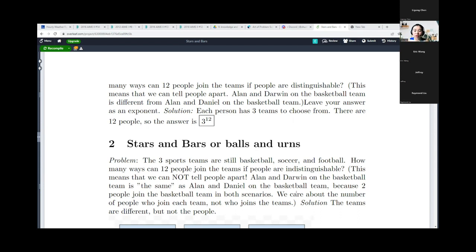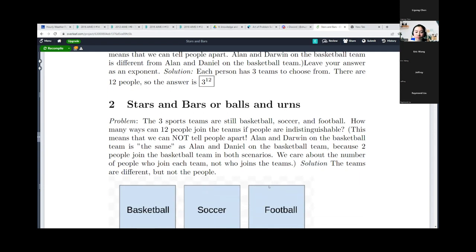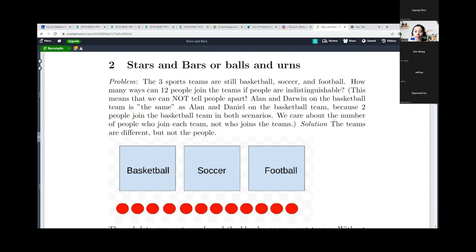This is great. Some of you already know this and already sent a few answers. So I'll go ahead and explain. We know that the teams are different, but not the people. So if we draw a diagram about how to sort this, there's the 3 teams, basketball, soccer, football. There's 12 people that I represent with identical red balls because we only care about how many red balls go into each team.